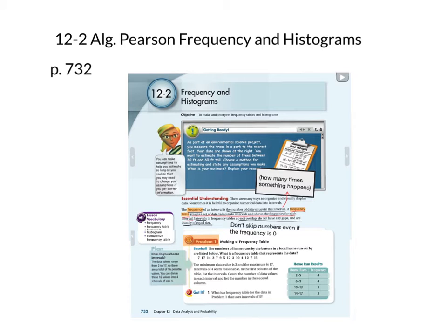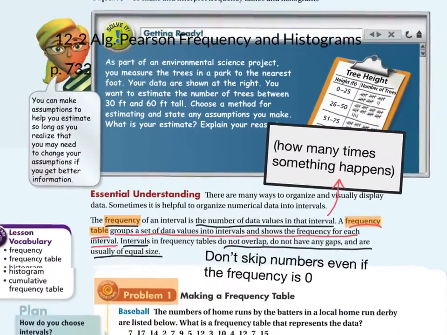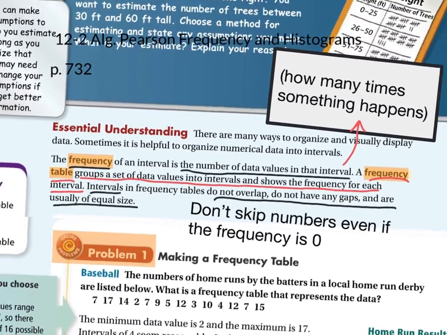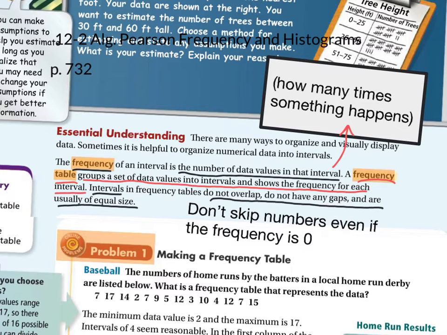Page 732, lesson 12.2 is on frequency tables and histograms. So frequency tables we've looked at a little bit before. A little bit of terminology first. Frequency is the number of data values in an interval. Basically, it's like how many times something happens. And a frequency table groups a set of data values into intervals and shows the frequency for each interval.